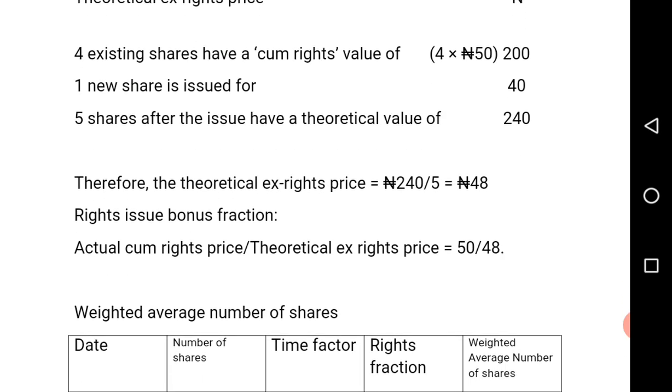Then we have the fraction here. It says actual rights price divided by theoretical ex-rights price. We have 50 naira divided by 48 naira. Obviously the naira signs go, so we have 50 over 48.